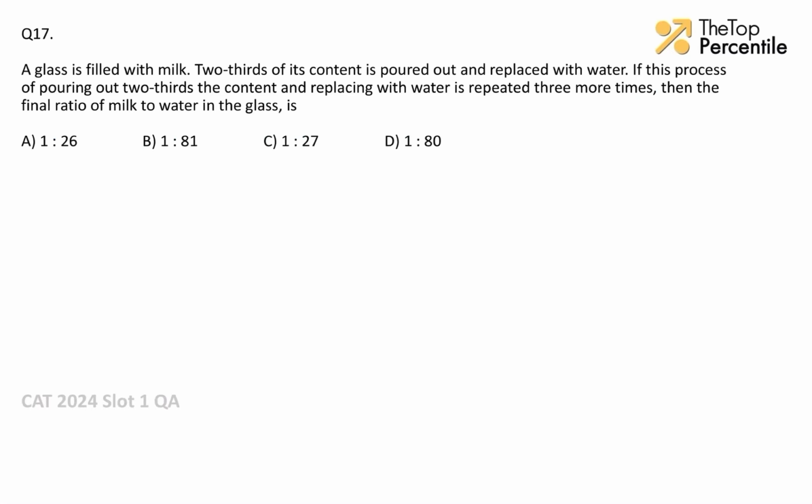So let's look at the next question. A glass is filled with milk. Two-thirds of its content is poured out and replaced with water. If this process of pouring out two-thirds the content and replacing with water is repeated 3 more times, then the final ratio of milk to water in the glass is what? Okay, so when two-thirds of milk is poured out and replaced with water, how much milk is left in the glass? So the milk left in the glass will be 1 minus 2 by 3, that is 1 by 3.